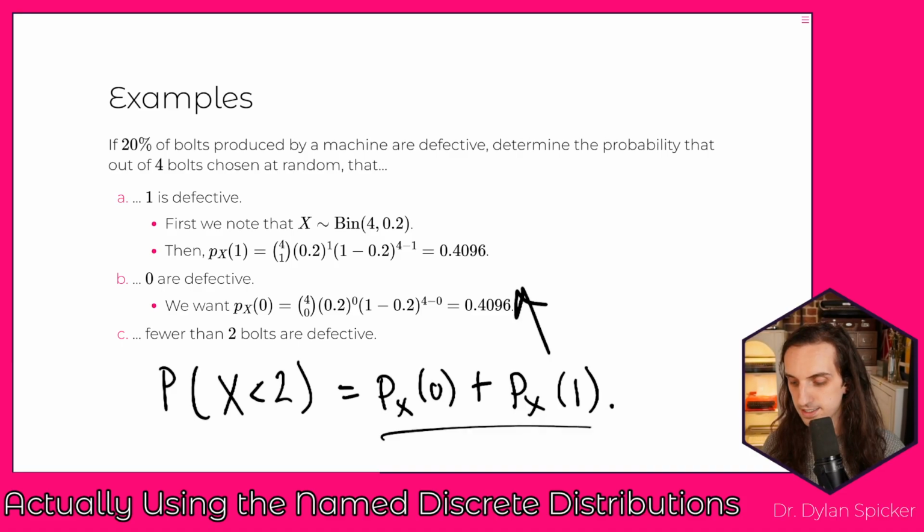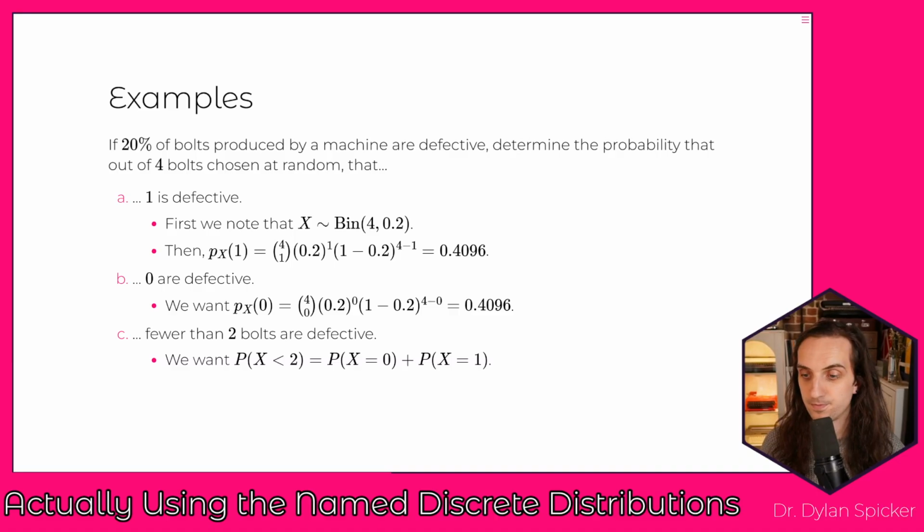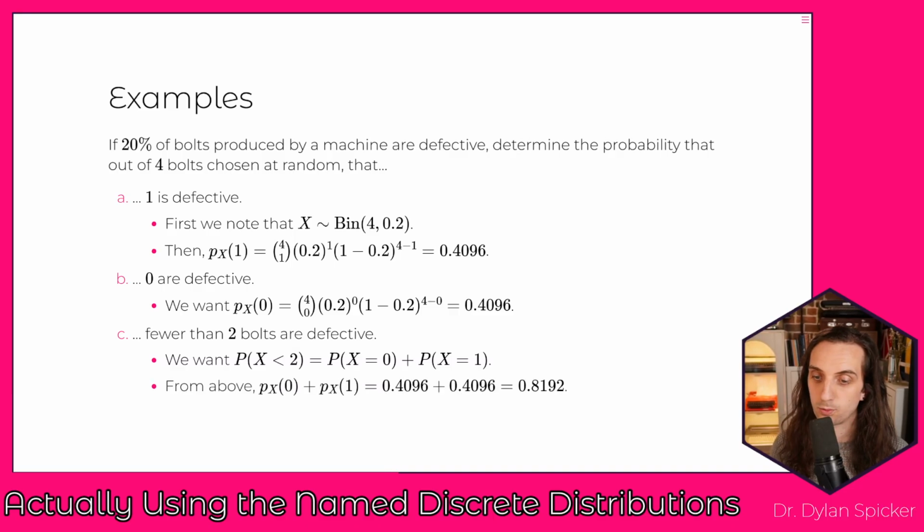And so because of that, we're going to be able to say 0.4096 plus 0.4096 gives us the probability that we have 2 or fewer bolts being defective. So the probability that X is less than 2 is the probability that it's equal to 0 or 1. Adding up the PMFs, we get 0.8192. By identifying that this is binomial, we get the PMF immediately. These probability calculations become just plugging into a formula for us.